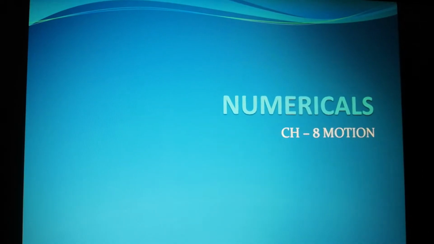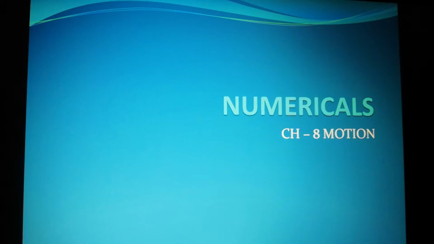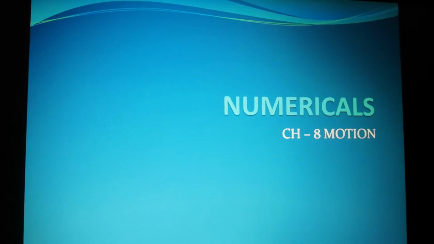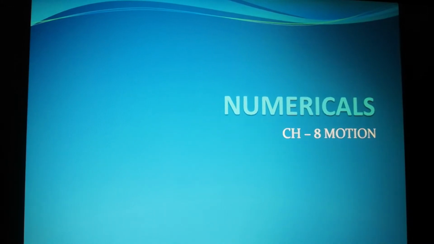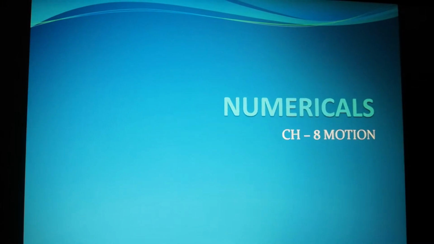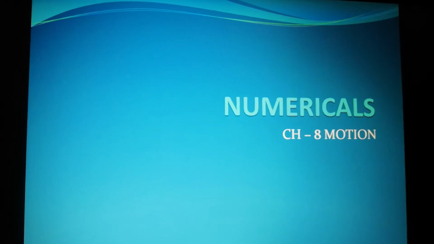The first few slides are just making you familiar with the symbols of physical quantities and their SI units. Then I will give you the list of formulas which we are going to use in this whole chapter for solving numericals. Then I'll also help you out with some hints for solving the numericals. So these will be the first few slides, and then we will actually start with the numericals given in your NCERT textbook. Okay students, so now we will get started.